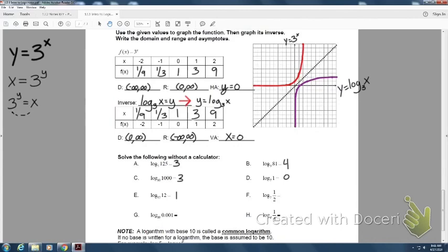All right, now think about this one. 2 to the power of what equals 1/2? Negative 1. Because the negative exponent is what's going to make it that fraction. And then 2 to the power of 1 is just 2. 2 to the power of what equals 1/4? Negative 2.